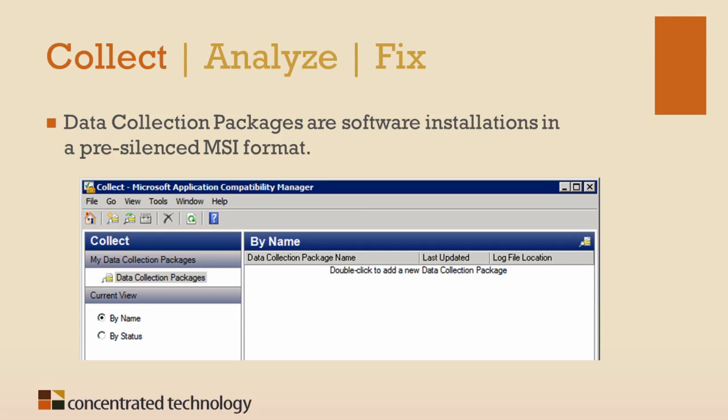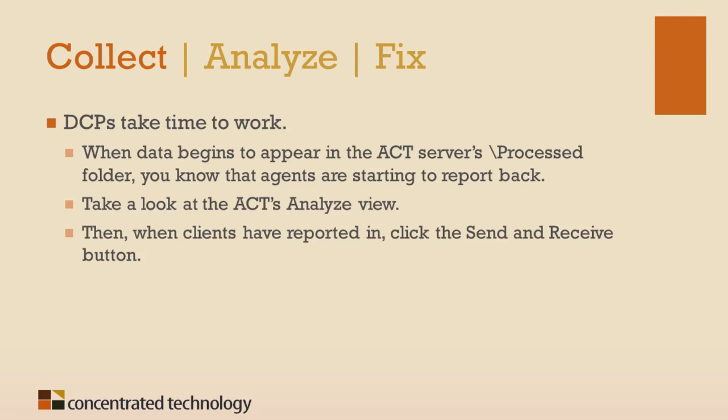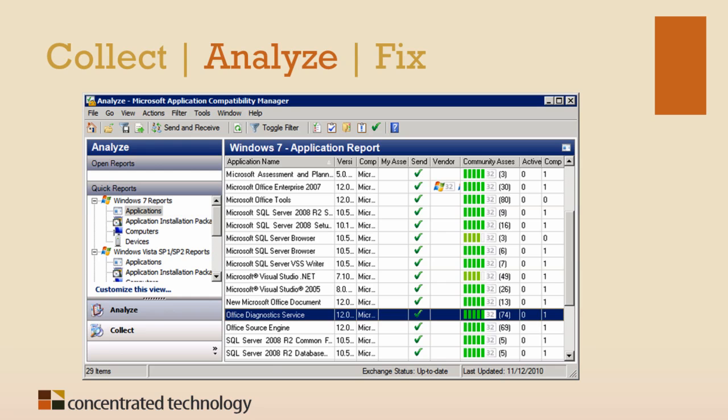Now, the packages take some time. You might create the package, and then you might send out the package, and it might take you a couple of days or a couple of weeks or even a month for those packages to do all the analysis that they need and report back that data in your ACT, quote-unquote, server's process folder. When you start seeing that data, that's when you know your agents are beginning to report back. When that happens, you can take a look at ACT's Analyze view and see what kind of applications it has identified.